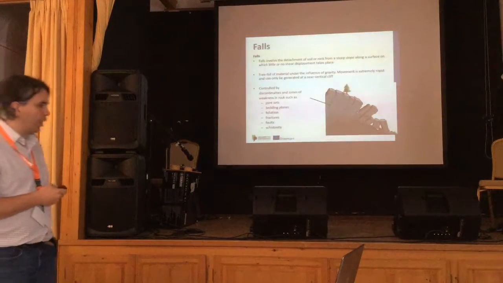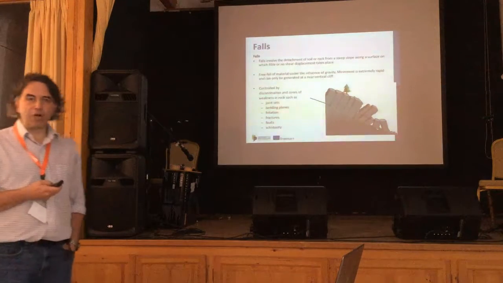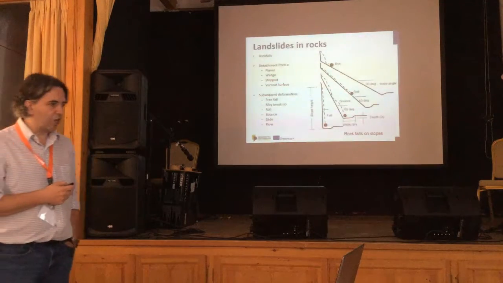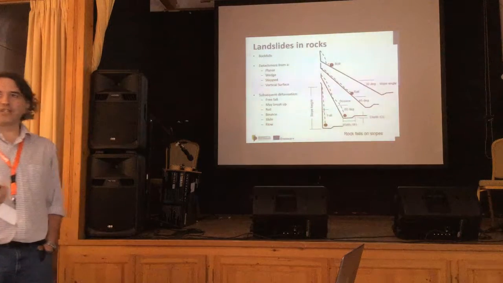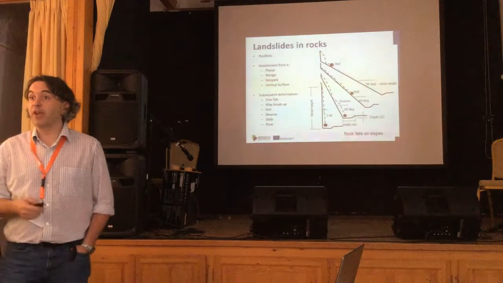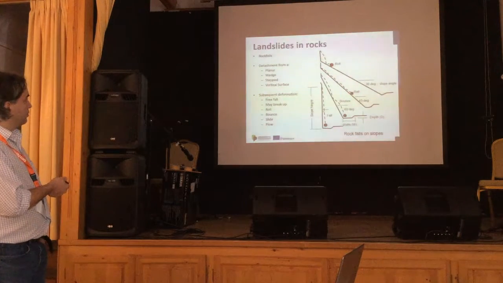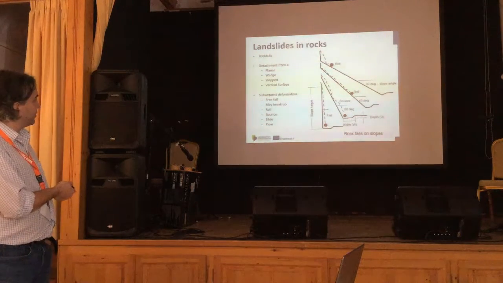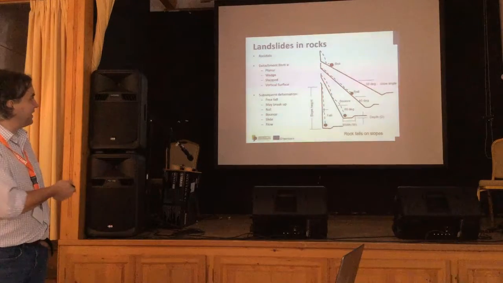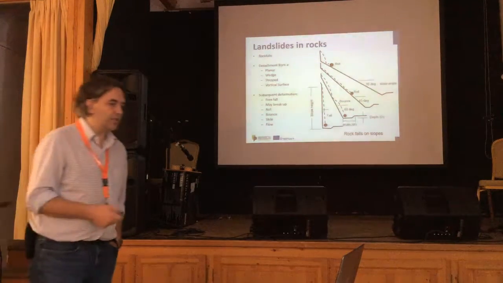So we're going to start with falls, which are the primary type. These are essentially where rock detaches from a face and then drops under gravity. And it will either roll, bounce a little bit, or fall, depending on the angle of the inclined slope.